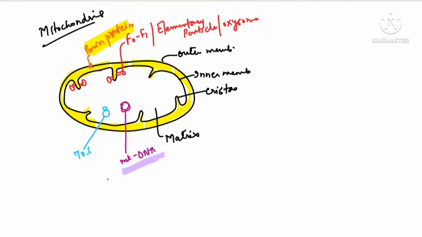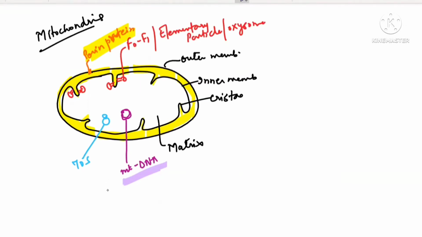Is it clear? Now, if you see 70S ribosome, and if you see DNA, the DNA is a single circular DNA. So isn't it a prokaryote? And if I'm saying it is a prokaryote, it means it can reproduce by binary fission. Now let us see the NCERT.